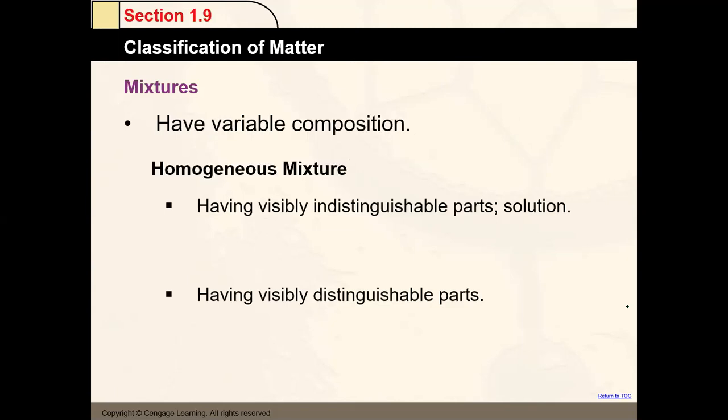Okay. So now, classification of matter. Matter can be classified in different ways, right? You can classify matter depending on the state: solid, liquid, gas, or plasma. But also depending on the composition. So depending on the composition, a matter can be called a pure substance.